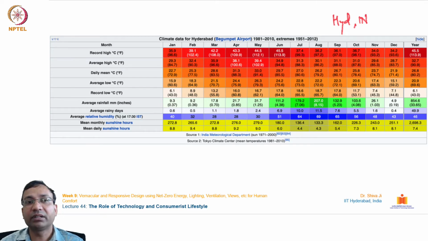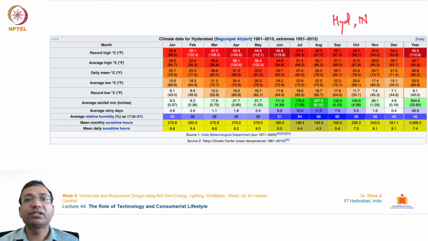This is about the temperature, and next the average rainfall in millimeters. How much rainfall this place has received in these many years, an average is given. Then the number of rainy days per year, how many days are rainy, and then the average relative humidity, RH. That is an average taken over all of these 12 months, and then there are the mean monthly sunshine hours and the mean daily sunshine hours.